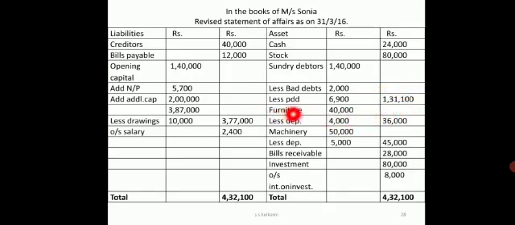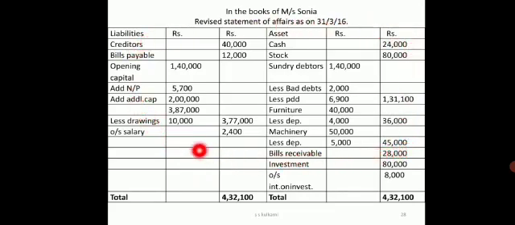Whatever is the resultant figure given in the outside column is treated as the good debts for the year. Next I have furniture. Furniture is 40,000, depreciation is 4,000, it amounts to 36,000. I have machinery 50,000, depreciation on machinery amounts to 5,000, it is 45,000. Next I have bills receivable amounting to 28,000. Next, interest on investment is 8,000 and investments are amounting to 80,000.